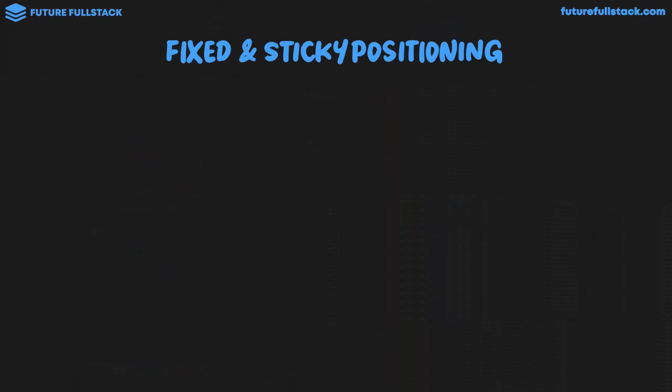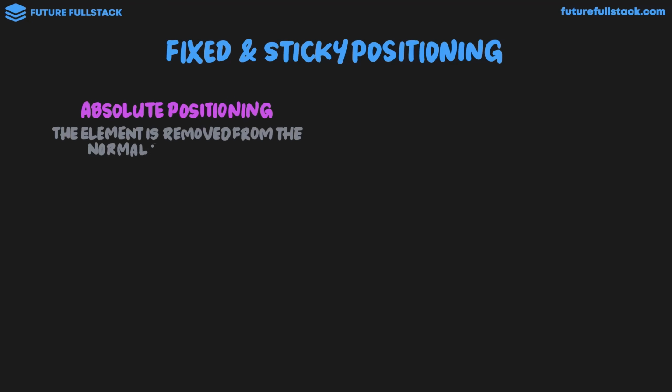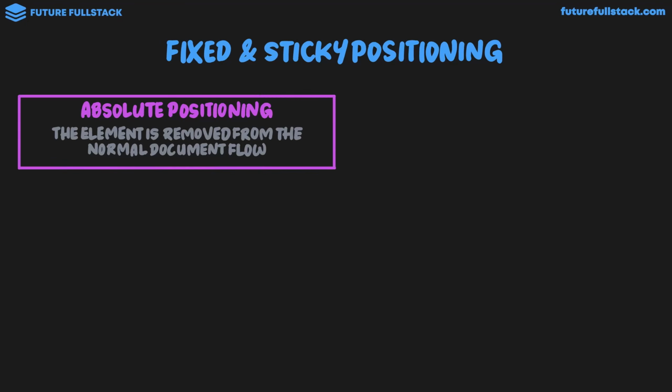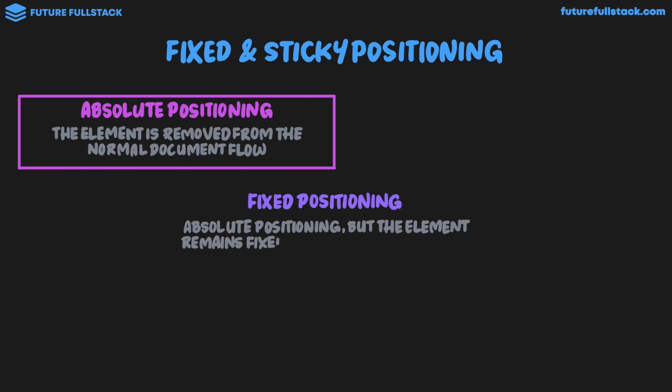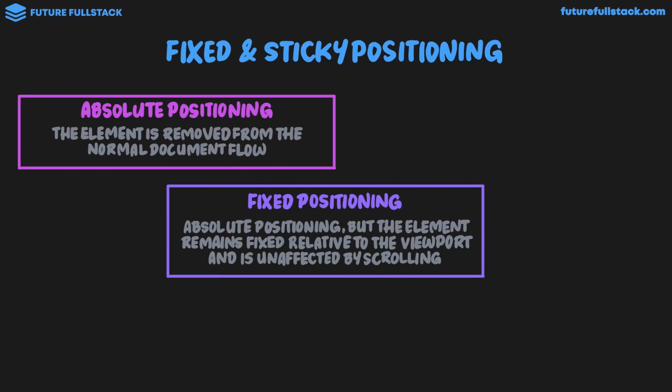Alright, let's now talk about fixed and sticky positioning. Fixed and sticky positioning are kind of like special cases of absolute positioning. Just as a recap, for absolute positioning, the element is removed from the normal document flow, where we saw any elements below it could now occupy the space of where the original element was. This was different to relative positioning, where the slot of the element remained in place. So let's first look at fixed positioning. This is absolute positioning, but the element remains fixed relative to the viewport and is unaffected by scrolling. So in a nutshell, it's absolute positioning, but it's fixed to the viewport.